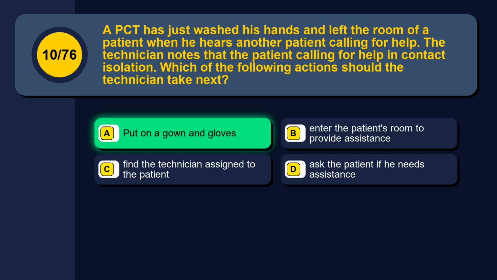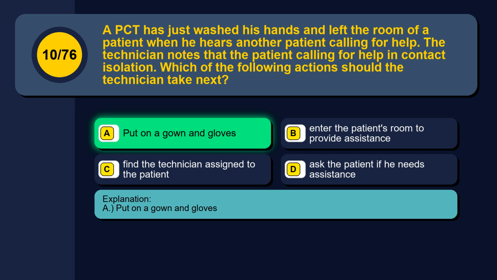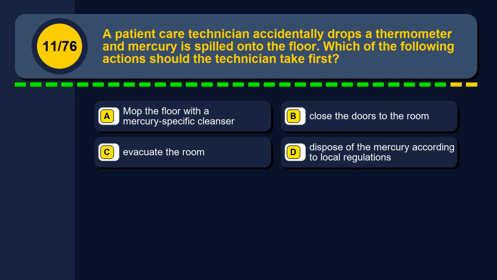The correct answer is option A, put on a gown and gloves. Question 11. A patient care technician accidentally drops a thermometer and mercury is spilled onto the floor. Which of the following actions should the technician take first?